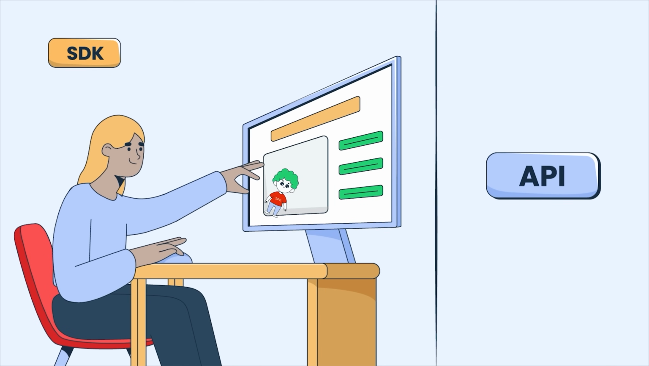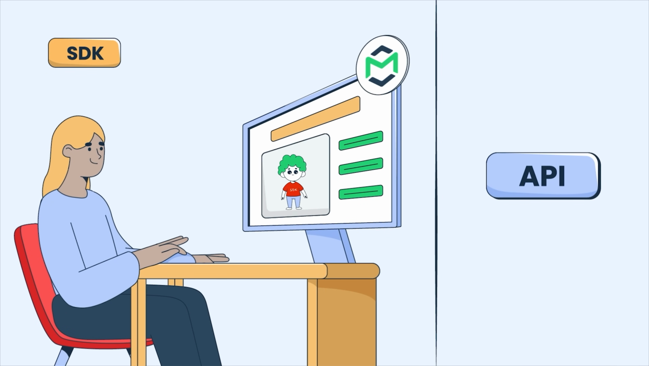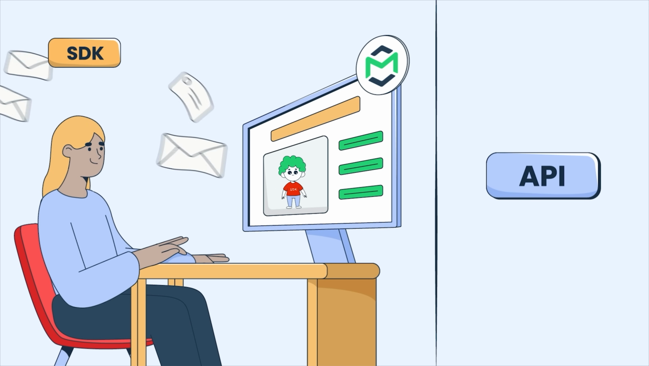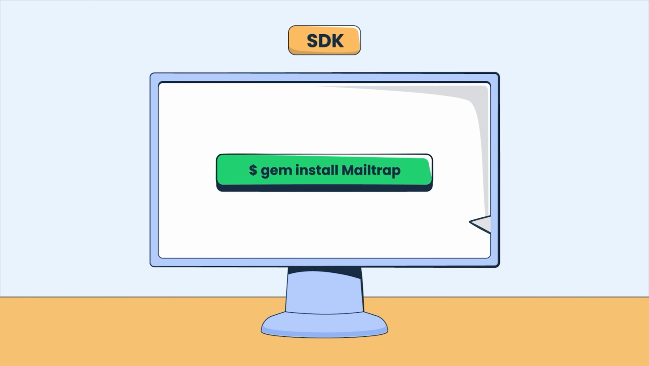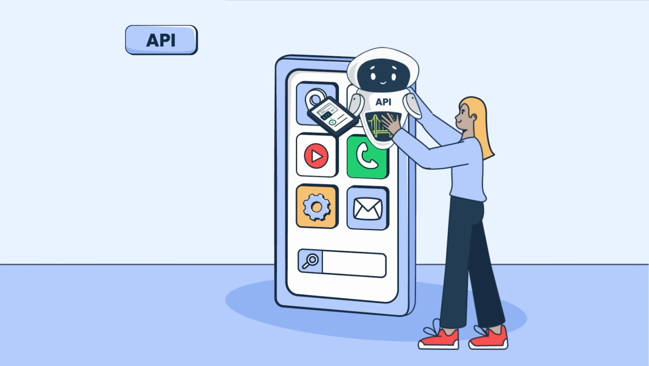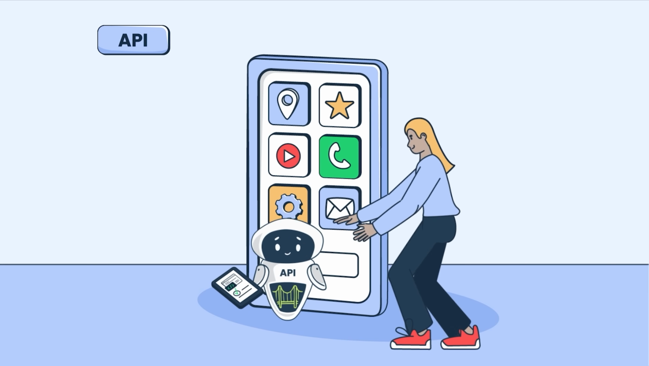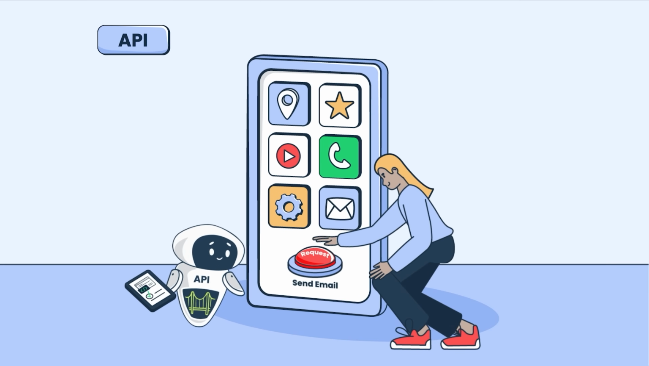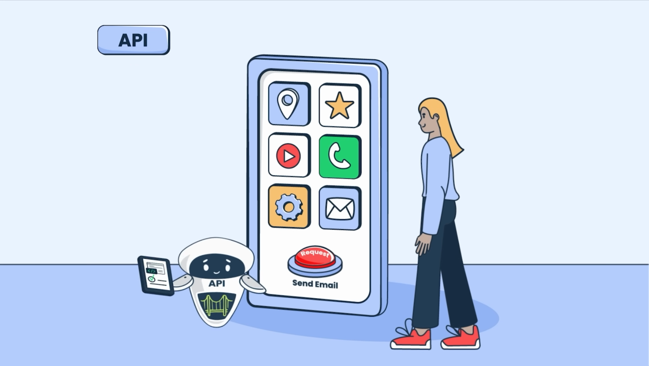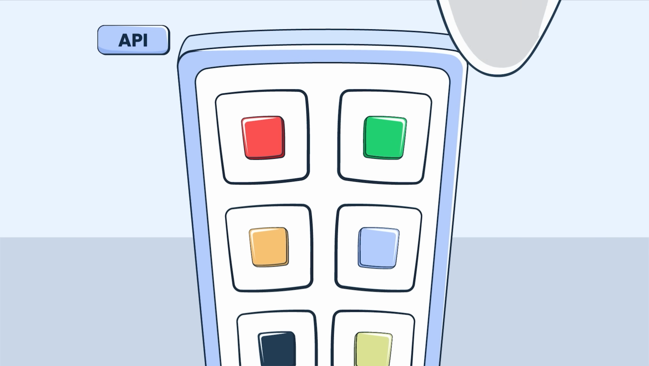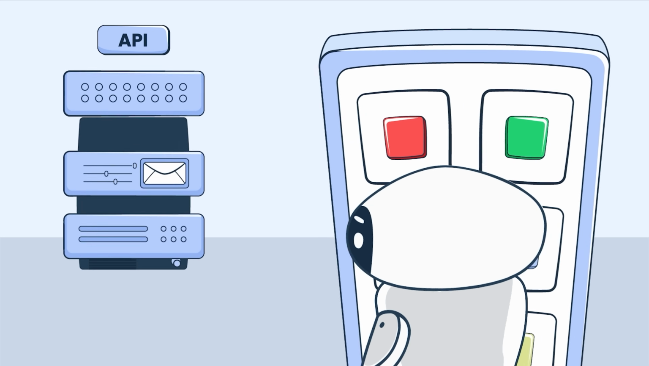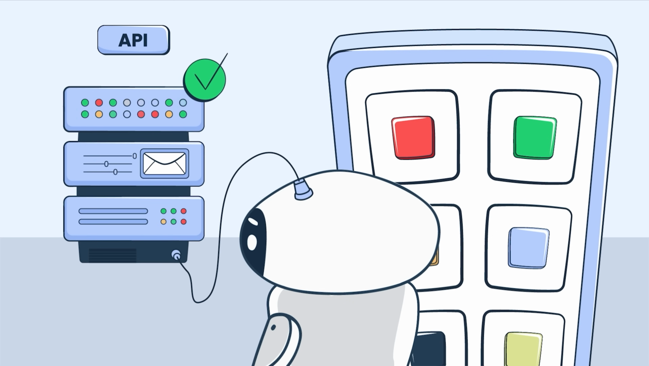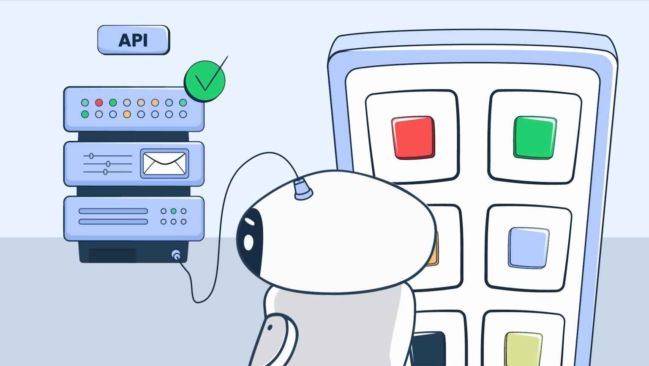In the email context, SDK can be used to enable email sending or integrate an email service provider with your app. This is easily done by installing an official library for a specific programming language, framework, or service. Meanwhile, REST API can be used to send emails from your app by making requests to the email service provider's servers. In each request, you specify the action you want to perform, like sending an email, for example. The API processes the request by triggering the server's internal functions and returns a response with the output.